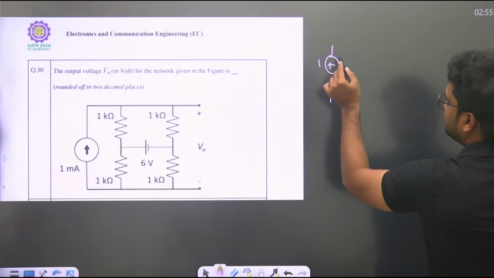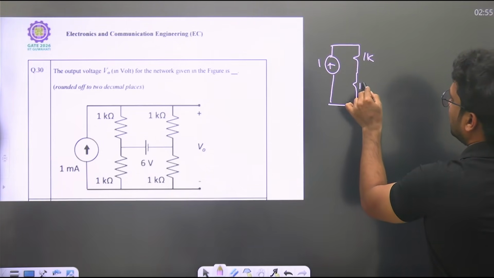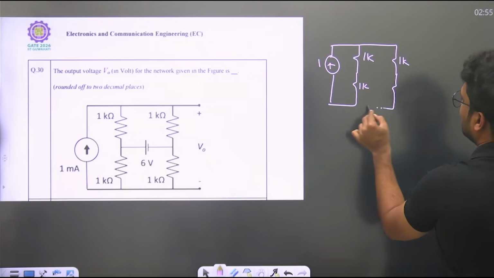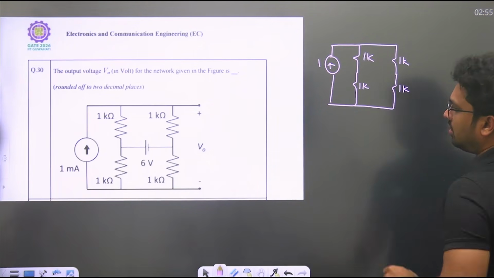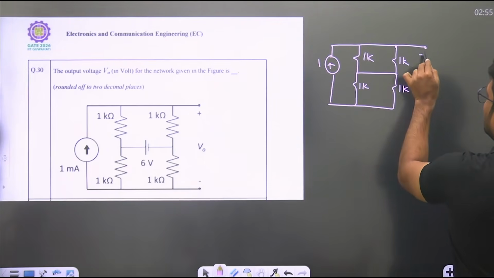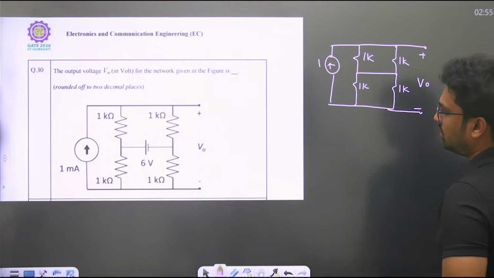1 ampere, 1K and 1K, 1K, 1K. The capacitor will be replaced by a short circuit. And this will be my V naught.